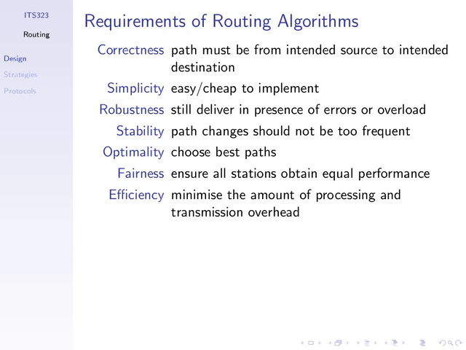The last one is efficiency. We're going to see that for routing we need to transmit data, control information through the network to calculate the paths. We'd like to minimize the amount of overhead. Processing overhead at nodes, so performing calculations, and transmission overhead. If we need to send some extra information to calculate a path, we'd like to minimize the amount that we have to send to keep the data transfer efficient.